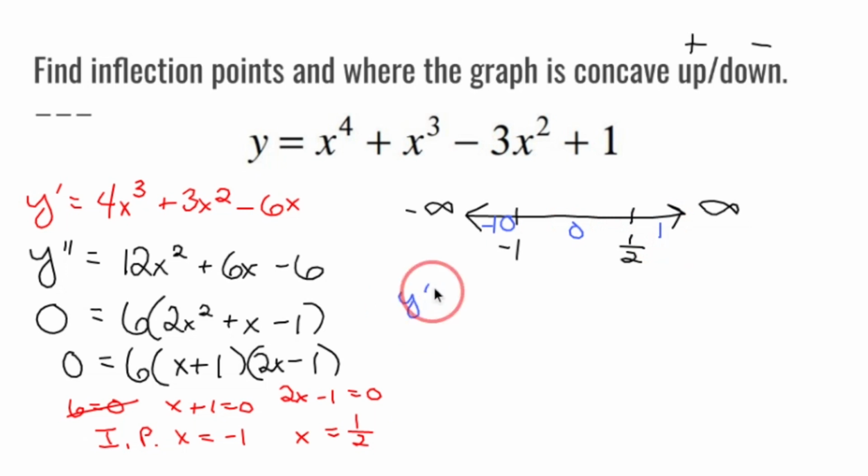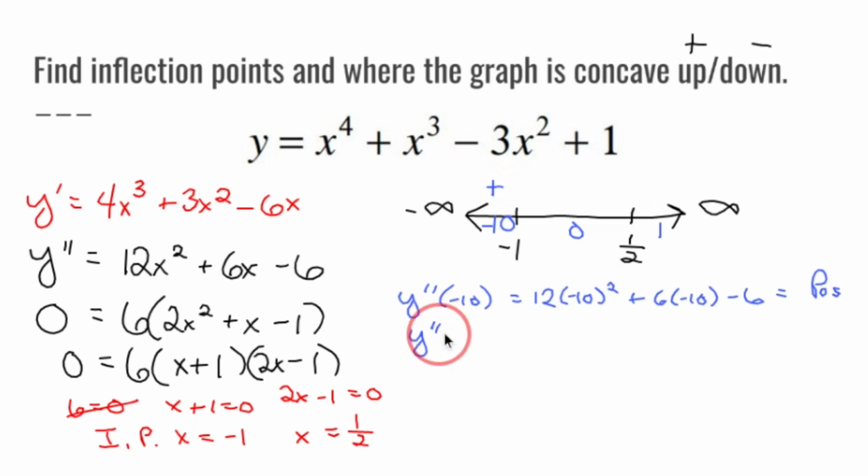So y double prime of negative 10 is going to be 12 times negative 10 squared plus 6 times negative 10 minus 6. Let's do a little bit of mental math. Negative 10 squared is 100. 100 times 12 is 1200. 1200 minus 60 is still really big, minus 6 is still really big. So we get a positive number here, meaning from negative infinity to negative 1, concave up.